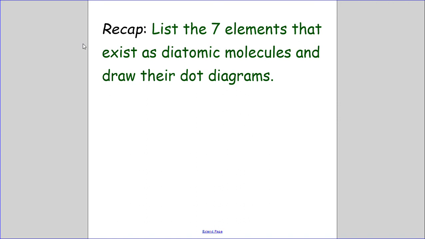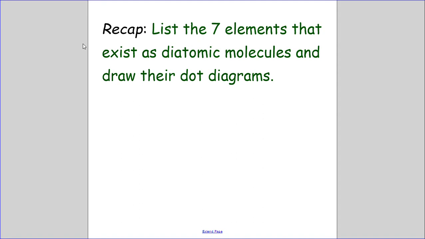Hey everyone, welcome to our next section. As a recap from our first section with molecular compounds, let's see if you can list the 7 elements that exist as diatomic molecules, and then draw out each of those elements as dot diagrams. So pause the video, give it a try, and come back when you're ready.